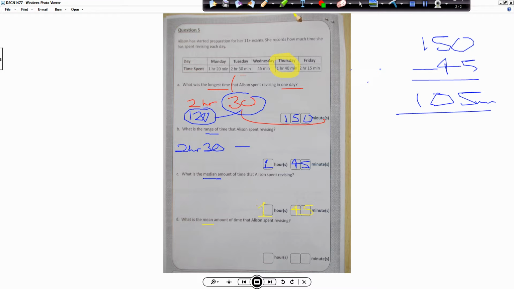Okay, what does the word mean? I've heard of that word. I'm a teacher. I know. Well then. You add them all up and you divide by how many there is. Oh yeah. So 120 and 2 is 450.